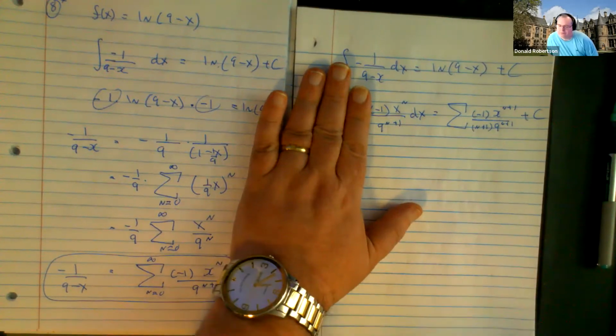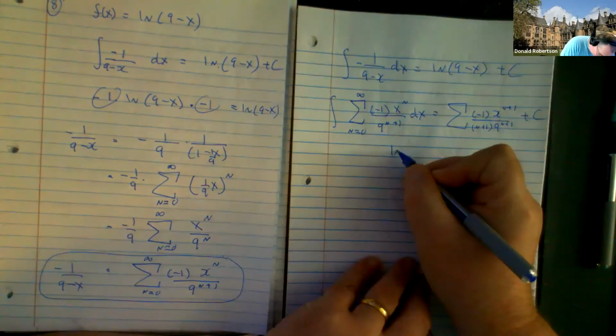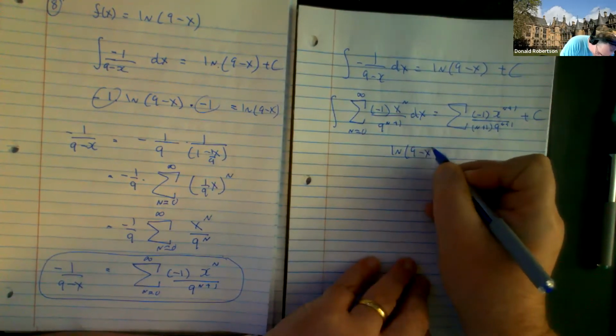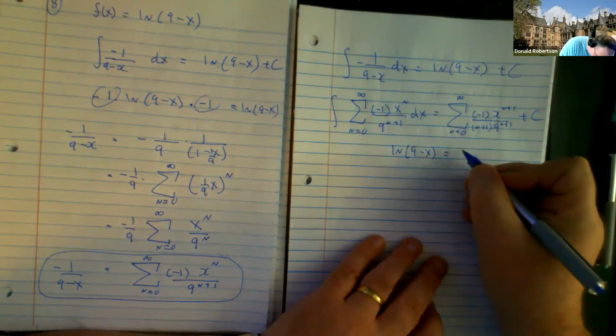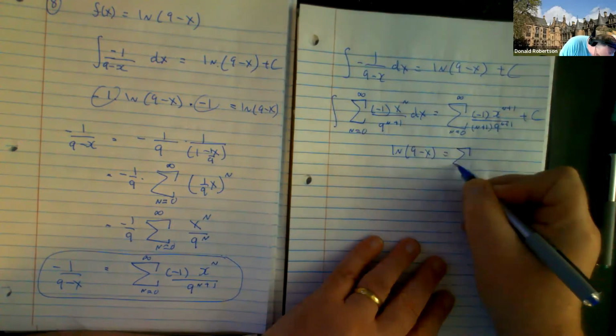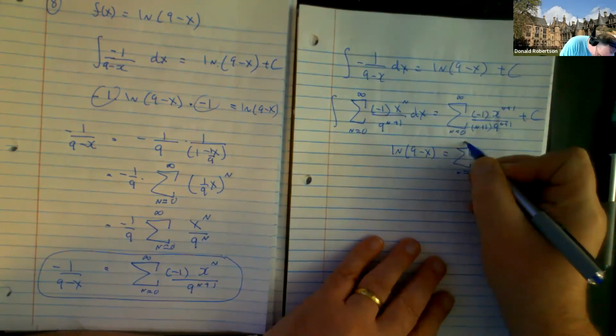Plus c. And so the natural log of 9 minus x, whoops, is going to be the sum from n equals 0 to infinity of this guy.